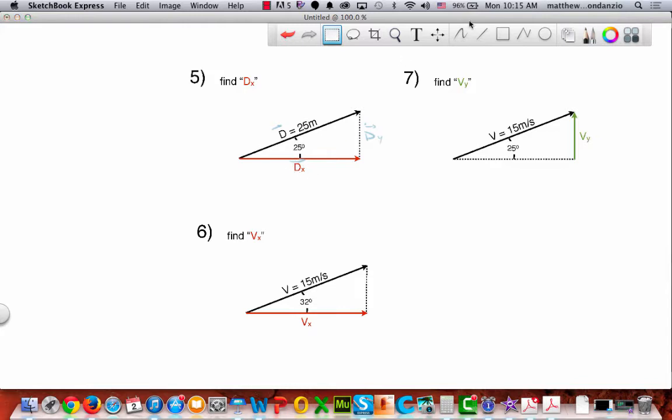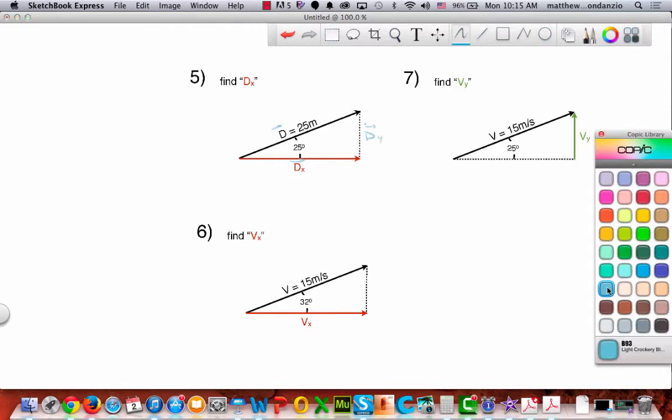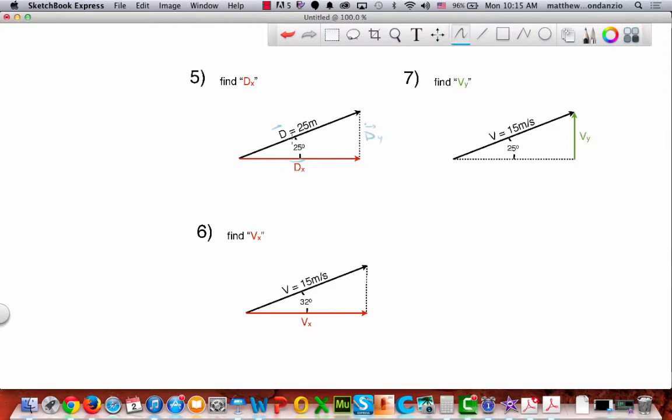Okay, so how do I figure out the dx component? How do I figure out, in number 5, how do I figure out dx? You're not sure how to figure out dx? Okay, what do you have? You have an angle. Of that angle, what length of the triangle do you have? The hypotenuse. And what is dx relative to that angle? Adjacent, right? So it's nothing different than hypotenuse and adjacent.